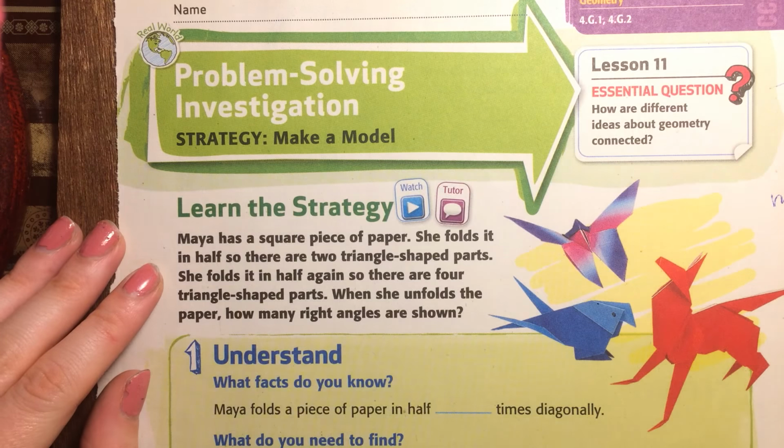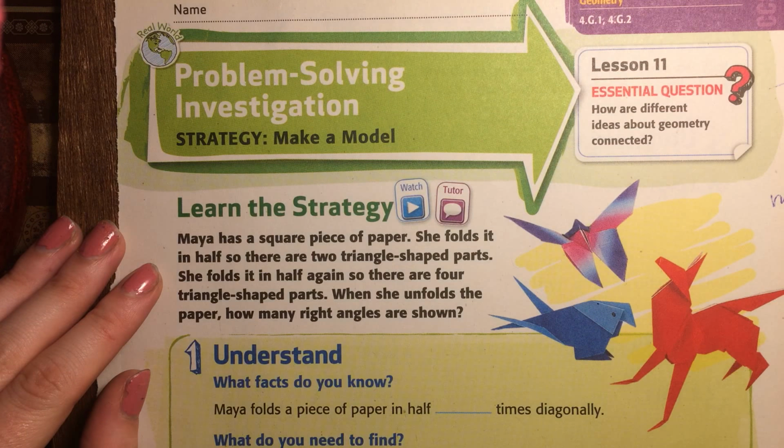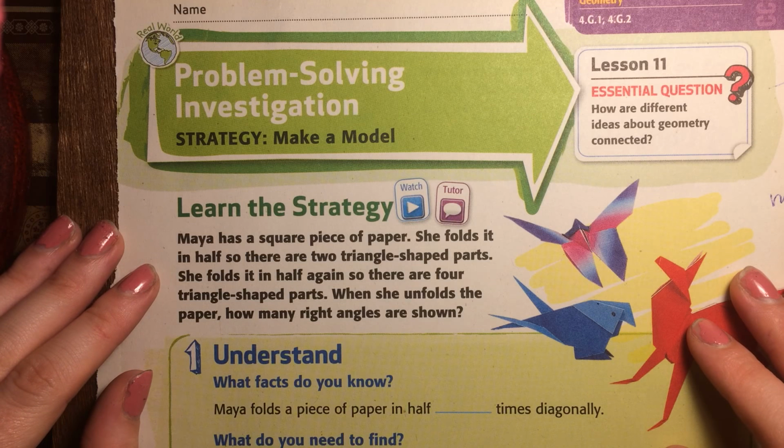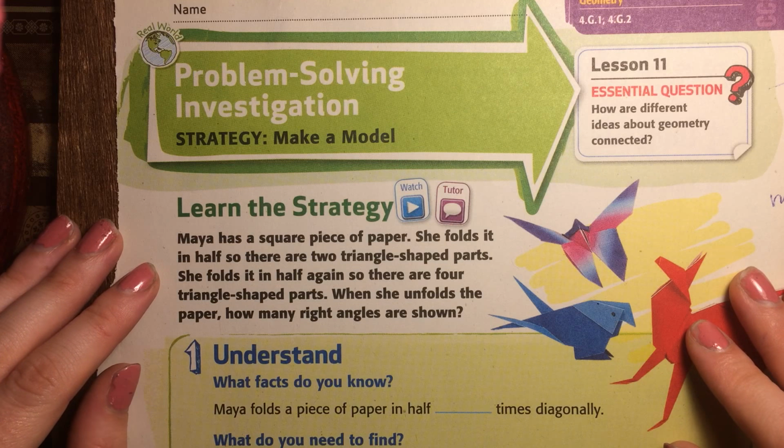Maya has a square piece of paper. She folds it in half so that there are two triangle-shaped parts. She folds it in half again so there are four triangle-shaped parts. When she unfolds the paper, how many right angles are shown?